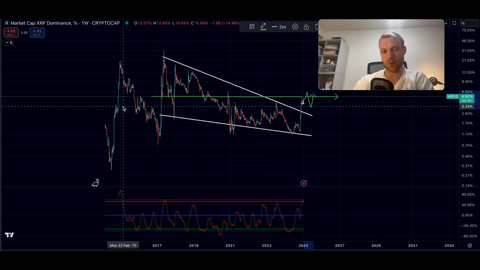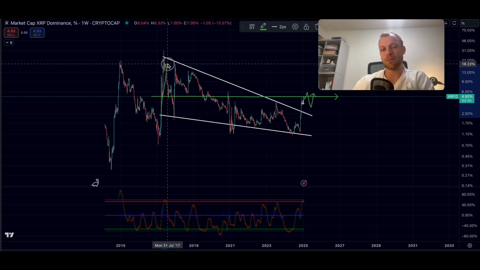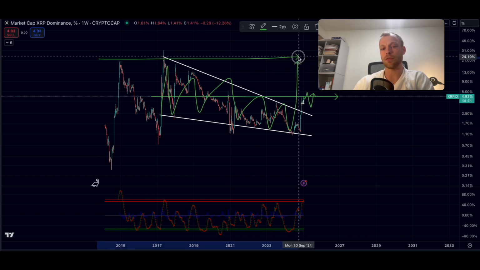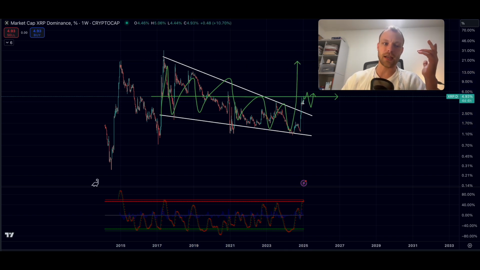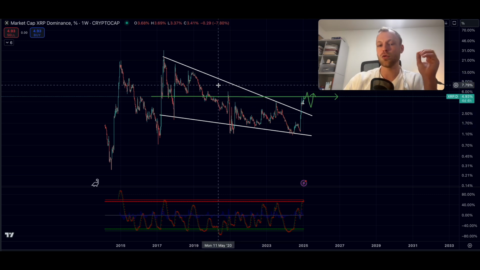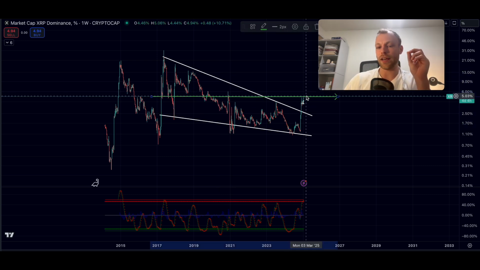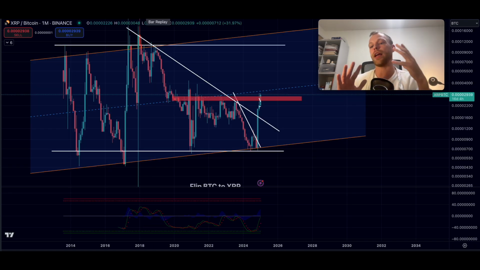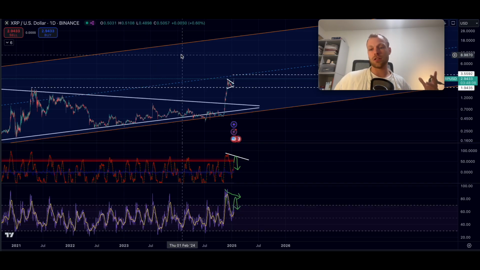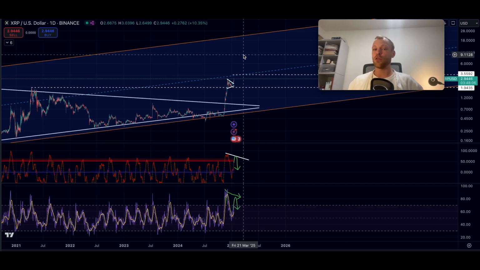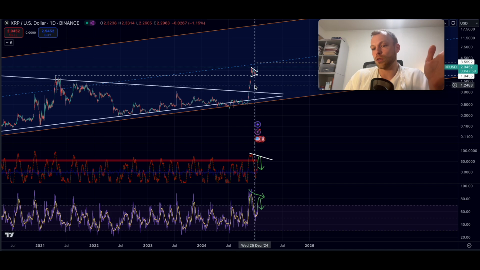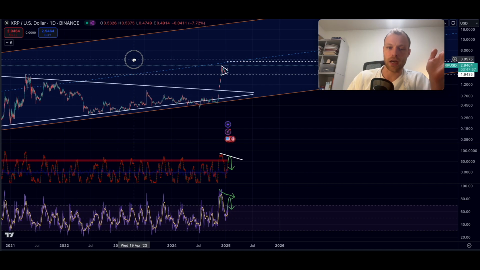But generally speaking, this pattern, a falling wedge formation breaking out to the upside, the target is the top of the wedge. What I'm trying to say here, guys, is there is still a lot of growth potential for XRP dominance. There's still a lot of growth potential for XRP against Bitcoin, and there's still a lot of growth potential for XRP against US dollars, which of course will be the most interesting chart for now.